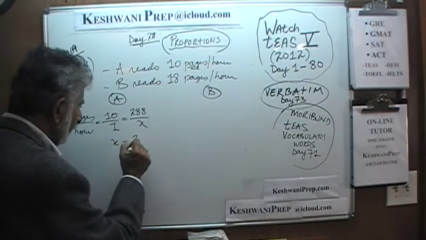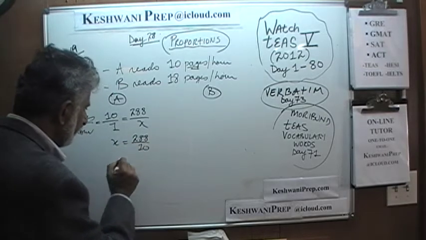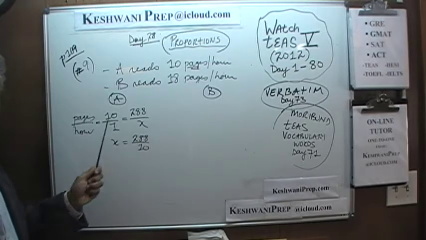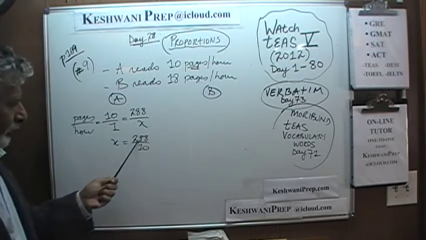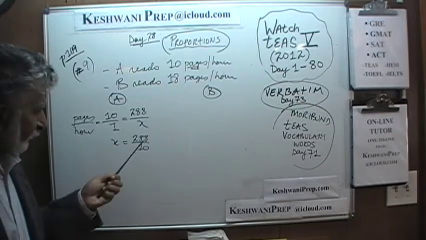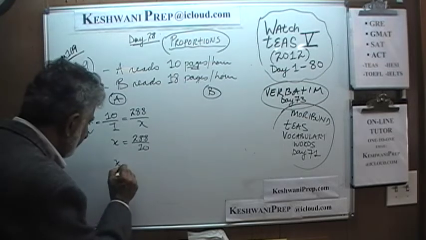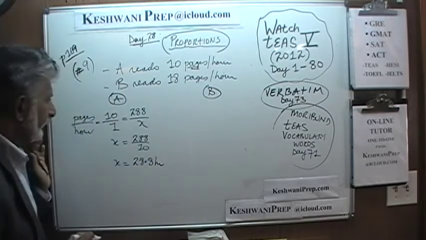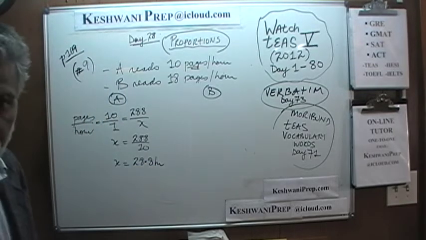X would equal 288 over 10. Or if you want to do it in two steps, you can do it in two steps. 10 times x will be 288, and then divide both sides by 10. There you go. 288 divided by 10, that's very easy. You just have to move the decimal. So it turns out that x is 28.8 hours.